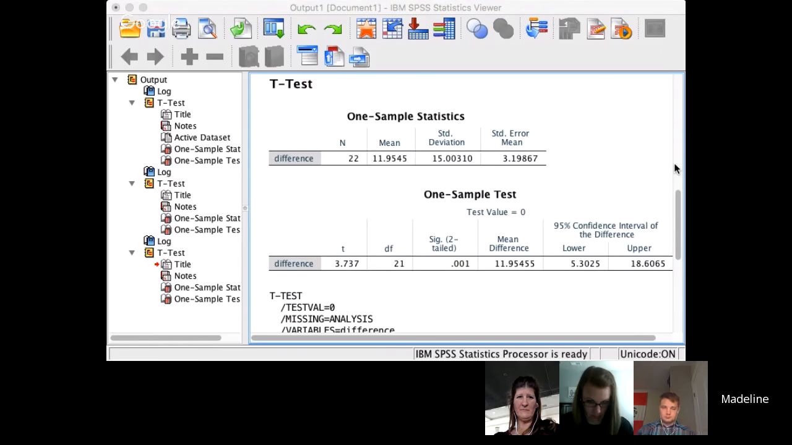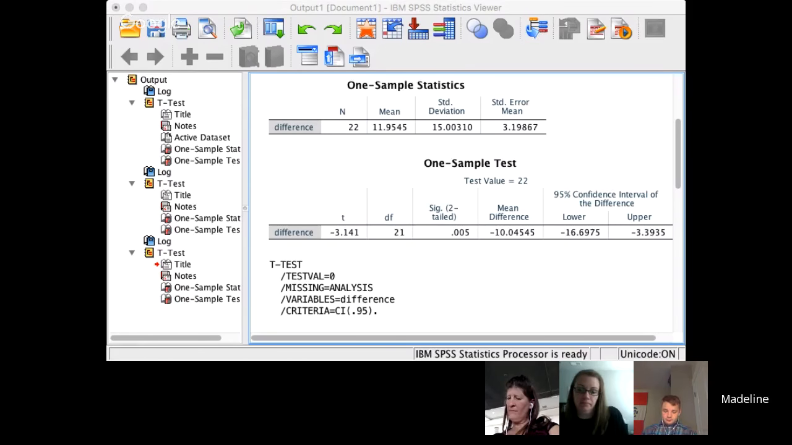So which is greater, N or DF? My stuff says that N is greater. Yeah, and it's always greater, because that's how you get the degrees of freedom: N minus 1. Oh, okay. I should have known that.